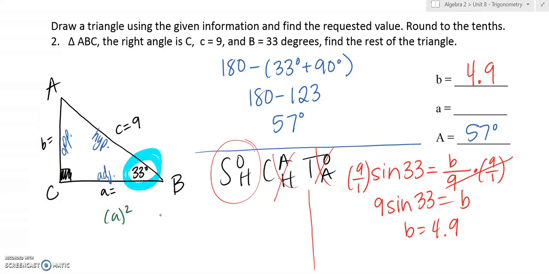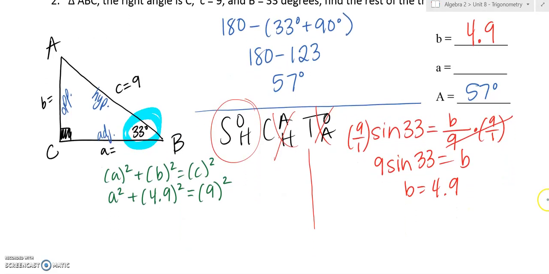I can do this by the Pythagorean theorem. A squared plus b squared is equal to c squared. Let's plug in what we know. I have no idea what a is, so I'm just going to leave it as a squared. B squared would be 4.9 squared. That's what we just found. C squared is 9 squared. So take a couple seconds here and kind of figure this out.